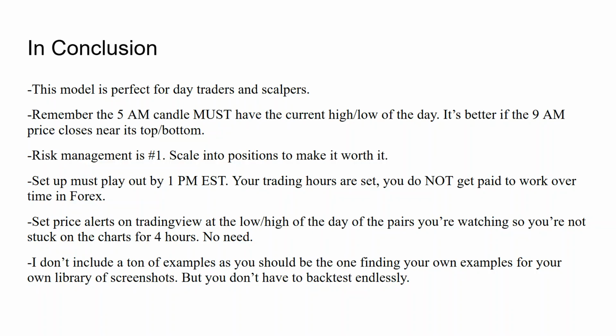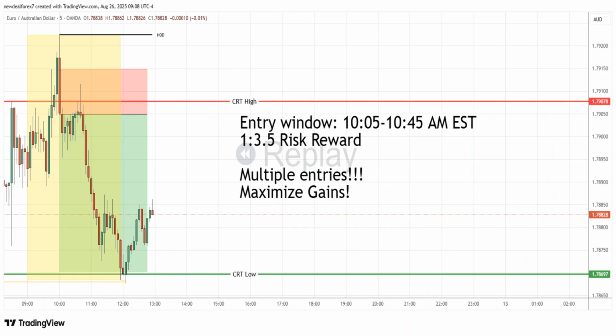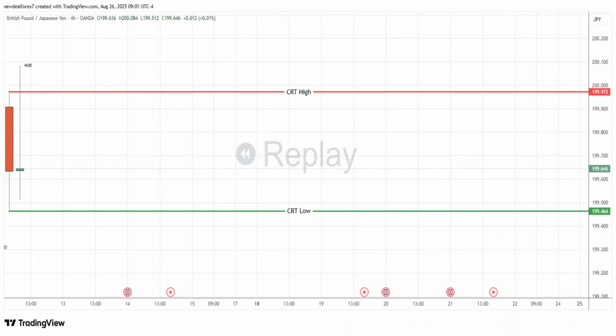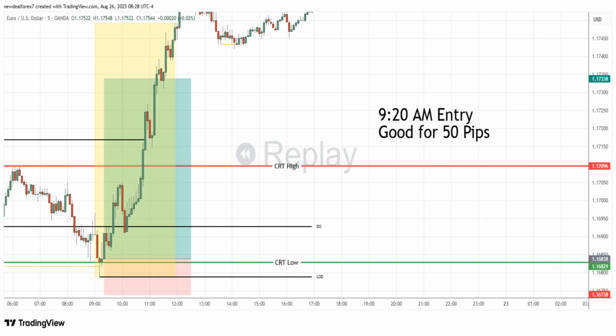Okay. Now, I did include a ton of examples because you need to be the one backtesting this. But you don't have to backtest endlessly. I don't believe you need thousands of screenshots. It's all the same thing over and over. It's just this for a short and that for a long. It's still doing the same thing over and over. It's going to sweep this range and then close inside of it and go in a straight line. That's all you're looking for.